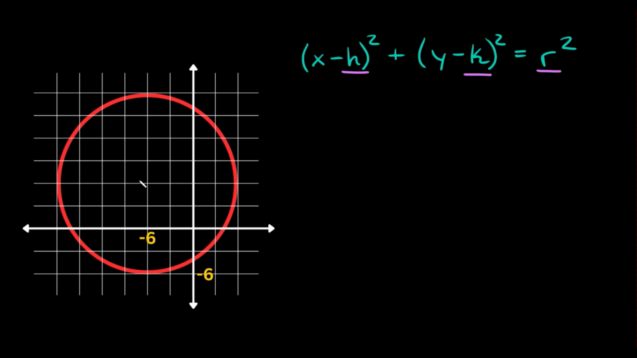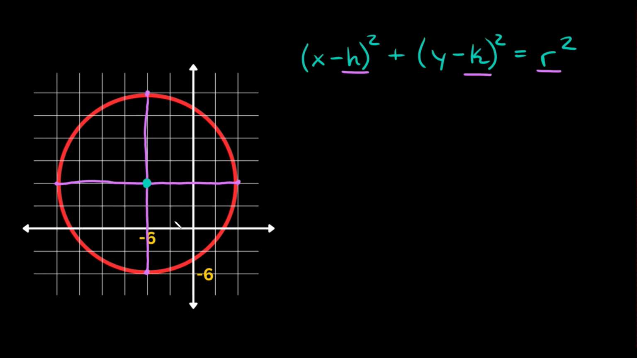Let's see, where's the highest point on the circle? Looks like it's about here. Then this should be the lowest point. Then we can just draw a straight line right there, and the same thing from side to side. This looks like it's all the way to the left. So those look like the edges of the circle. Then we can see that the center must be right here.